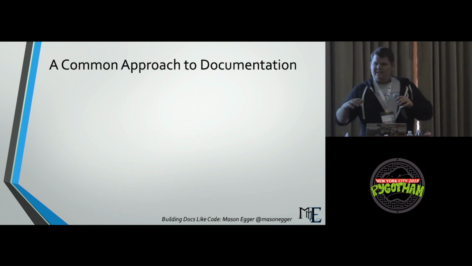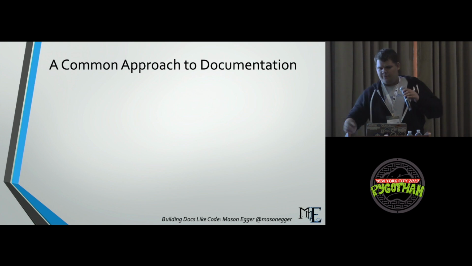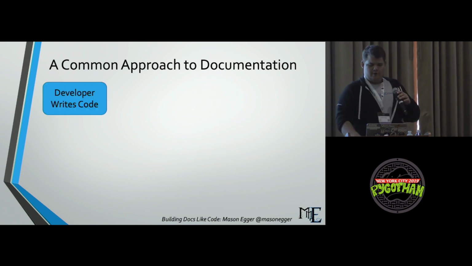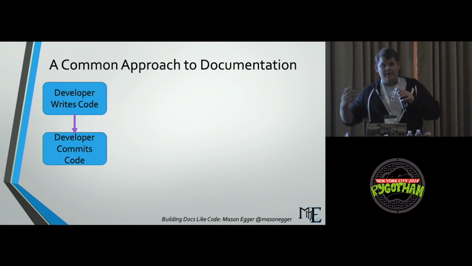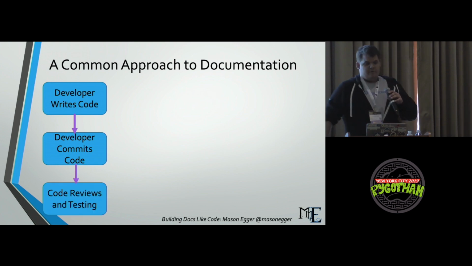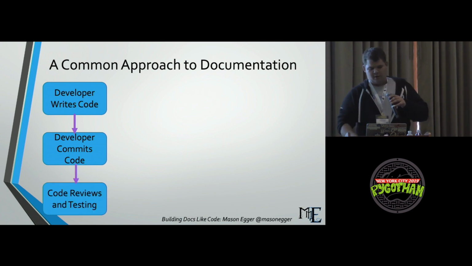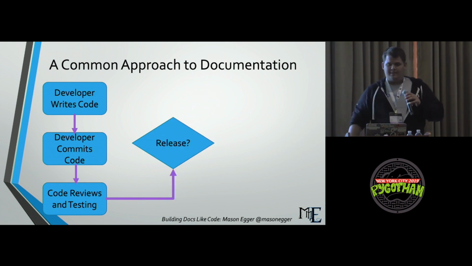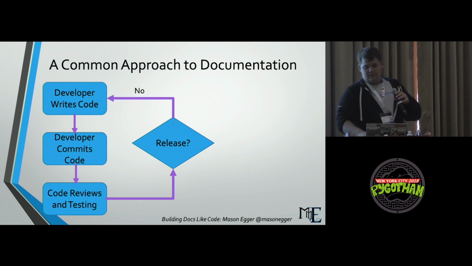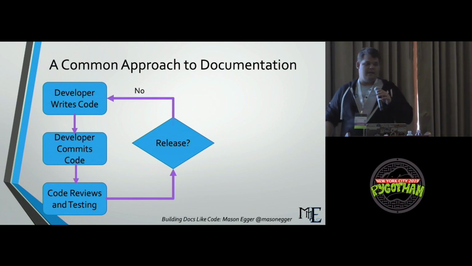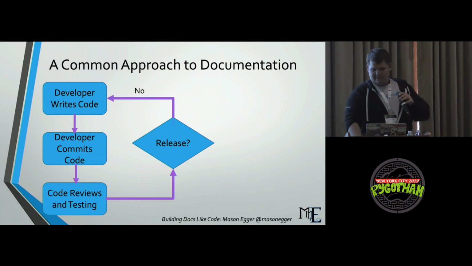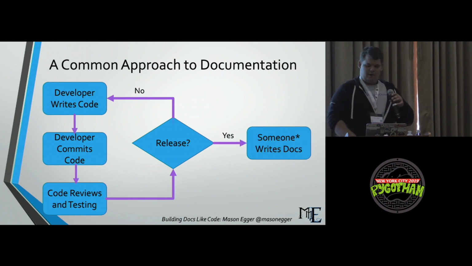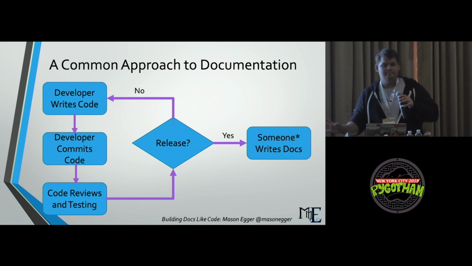So, it's kind of like the tale as old as time. The common approach for this is a developer writes code. A developer then will commit some code. Code reviews happen, and then we go through automated testing, integration testing, unit tests, all of that. We get to a release process. We have to say, hey, is this product ready for release? If we say no, the developer rejoices because they get to go back to doing what they love the most, which is writing code. If we say yes, the developer swears internally because now somebody has to go write some docs because we haven't been doing it the whole time.